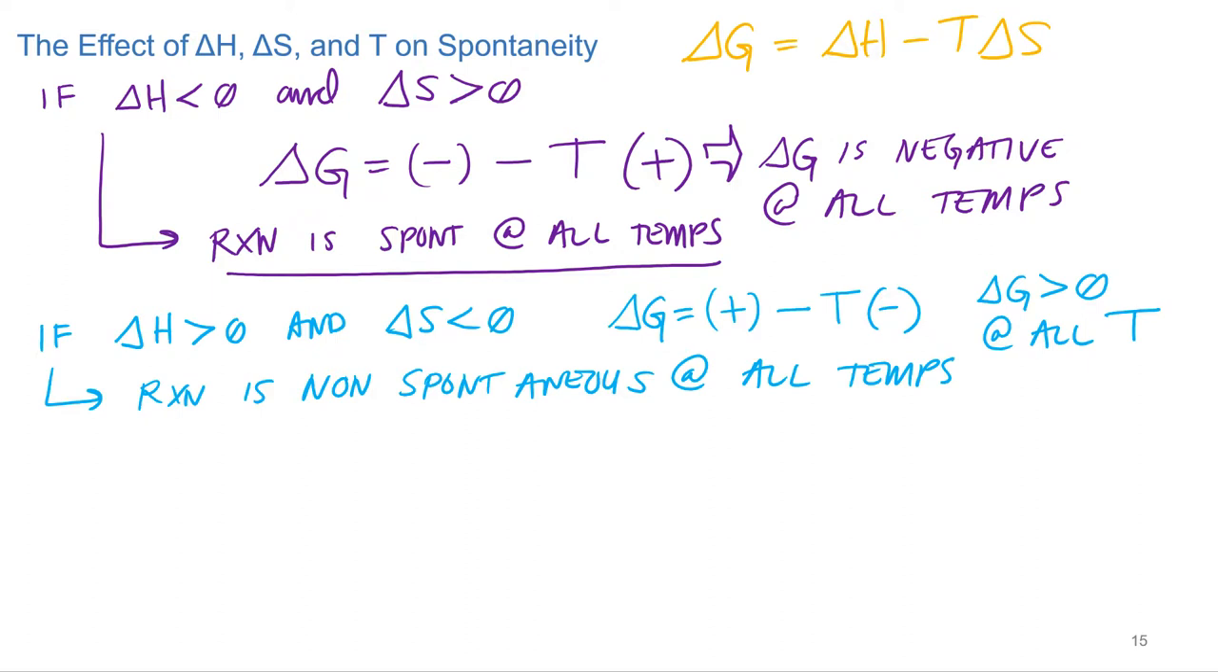Then again, if you think about this conceptually, the two variables, enthalpy and entropy, this should make sense. So if change in enthalpy, delta H, is positive, what do we call that type of reaction? Endothermic. So of course that means you have to put in energy for that to go. It's going uphill in potential energy. So the surroundings is transferring energy to the system, the reaction.